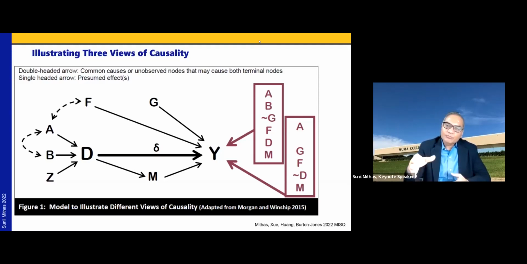So this view invokes set theoretic approaches and Boolean algebra to talk about configuration of multiple conditions and then try to see under what conditions a particular causal condition will give rise to an outcome Y that you might care about. What other things might be necessary in addition to D.